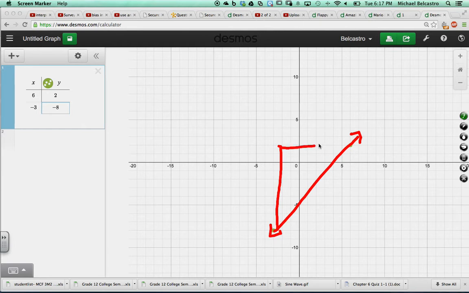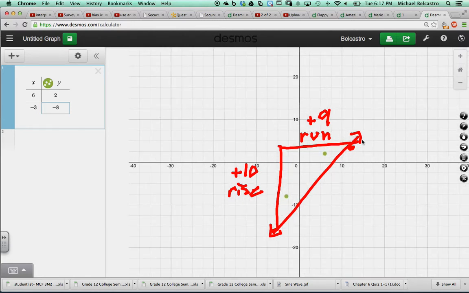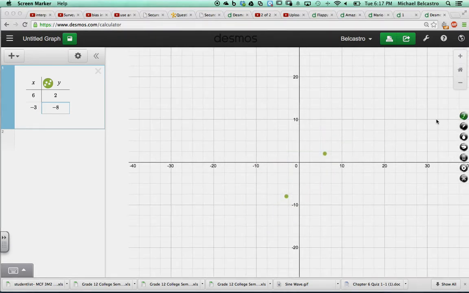So we had a rise. We rose positive 10, and we ran over. Our run was positive 9. But let's say we want to extend this line. I'll have to kind of zoom out from here. I don't know if I can. So now that kind of deletes all that. That's okay, we figured out that part.